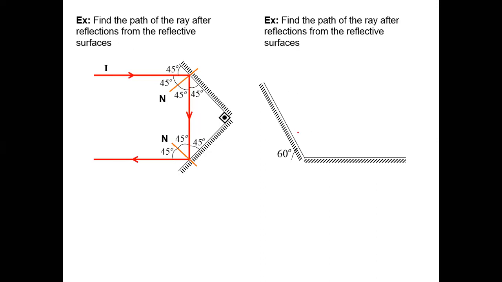For the second example, let's say we have a surface like this, and the ray makes 30 degrees with the surface. Again, we put a normal over here. Here is 60 degrees, so here is going to be 60 degrees too. If you don't know the angle over here, look at this: when you put the normal over here, it's 90 degrees. You have 30 degrees here, so that means 60 degrees is left over here. So the reflected ray's angle is again going to be 60 degrees. Why? Because the angle of incidence is equal to the angle of reflection.